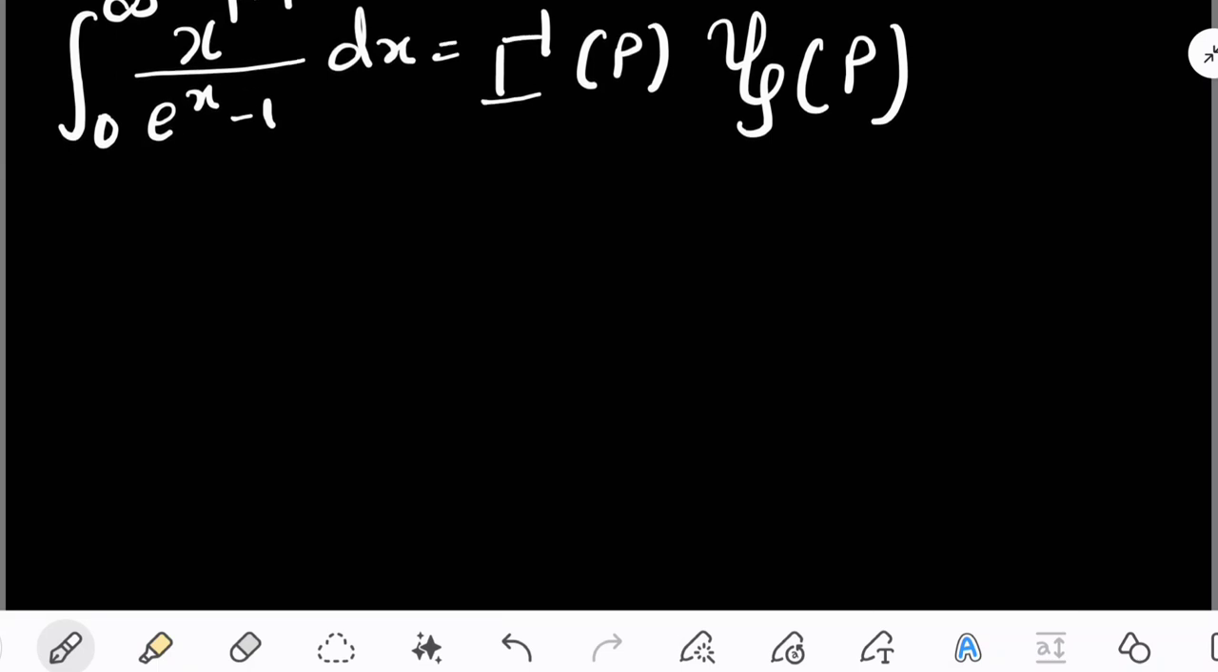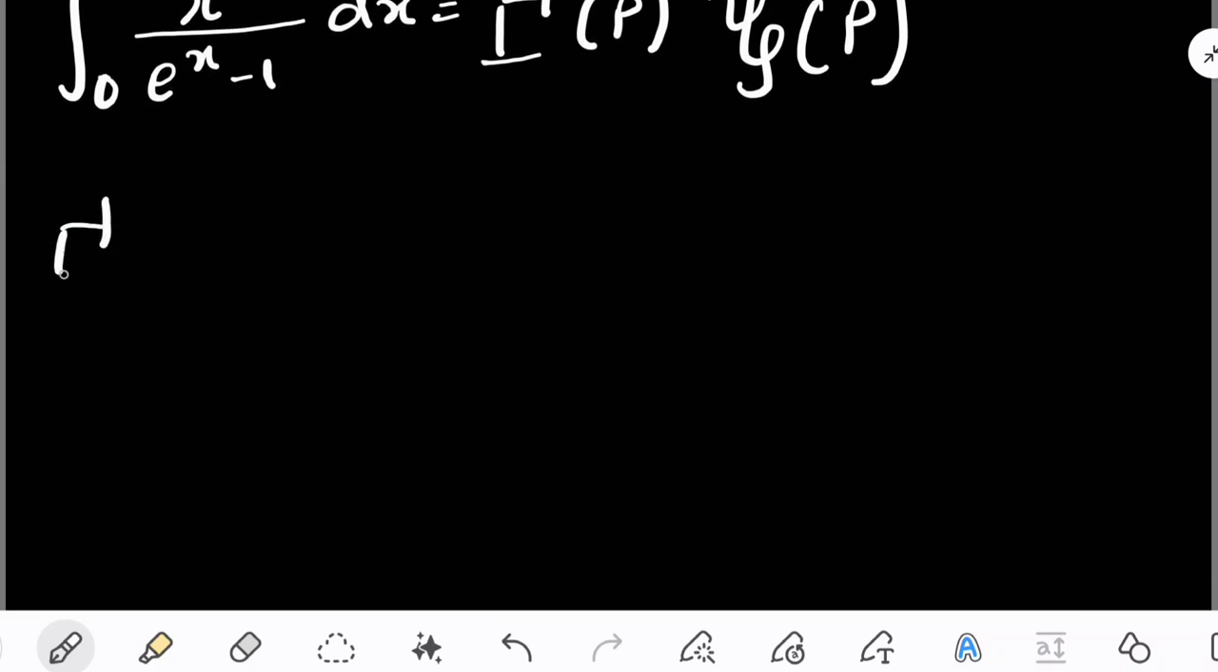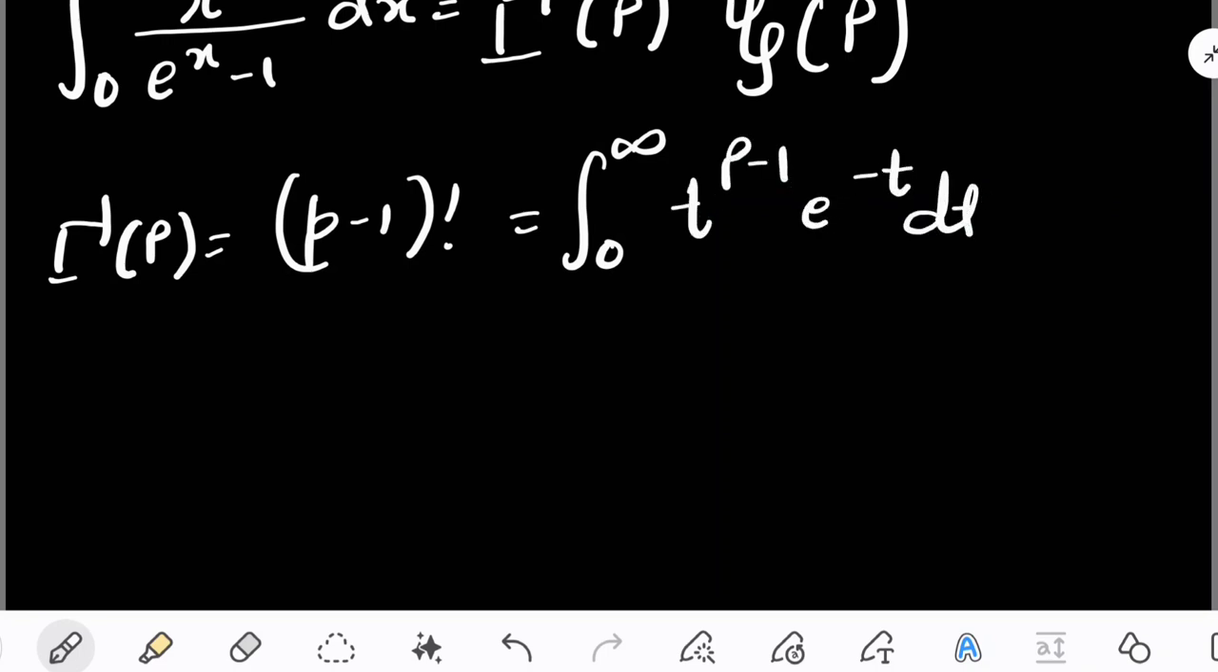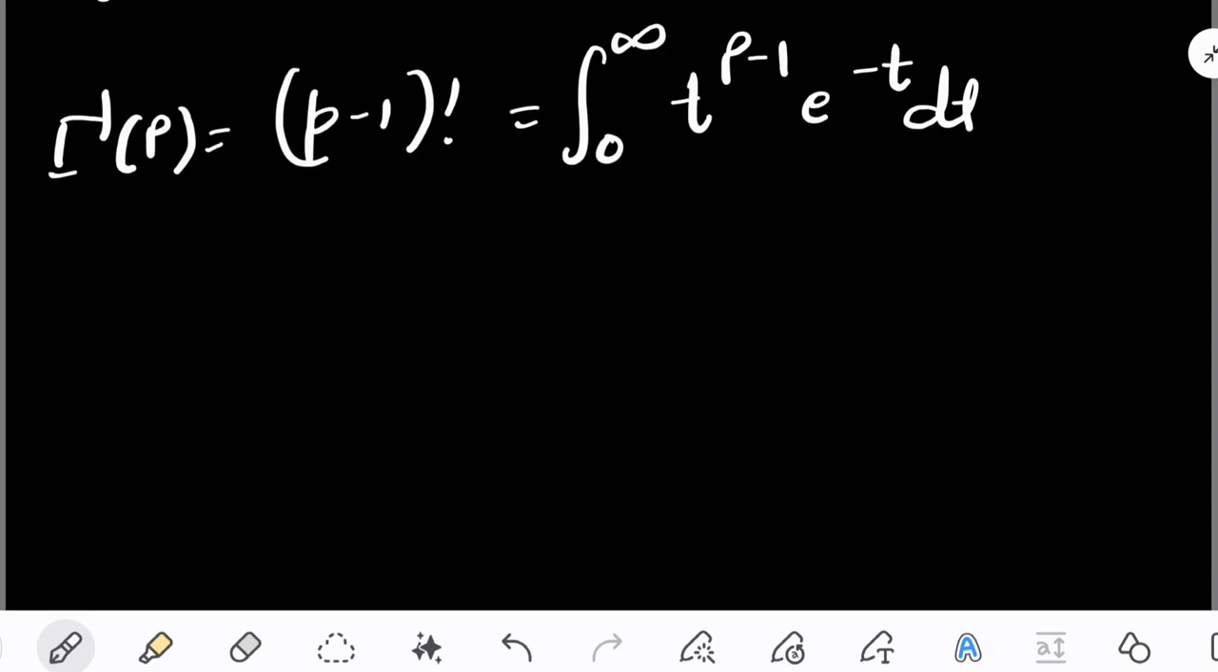Let's see. Gamma of p is simply equal to p minus 1 factorial, and it is also equal to the integral 0 to infinity of t raised to the power p minus 1 of e raised to the power negative t dt, right? I had covered this function in my older videos, you can refer to them. And now let's see the zeta function.